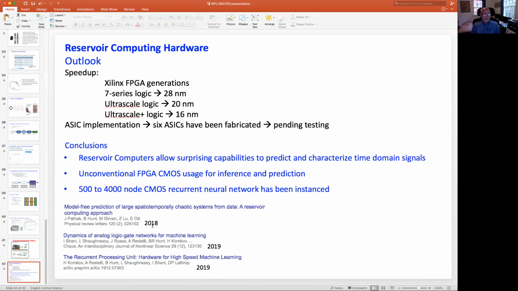I want to highlight one of the publications of the theory group. Ed Ott is the last author on that 2018 paper, Model-Free Prediction of Large Spatio-Temporally Chaotic Systems from Data: A Reservoir Computing Approach. And on the hardware side, we have 2 2019 publications: Dynamics of Analog Logic Gate Networks for Machine Learning, which appeared in the journal Chaos, and an arXiv preprint, Recurrent Processing Unit: Hardware for High-Speed Machine Learning.